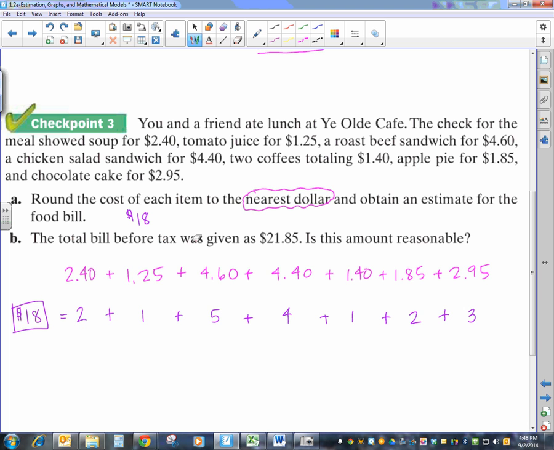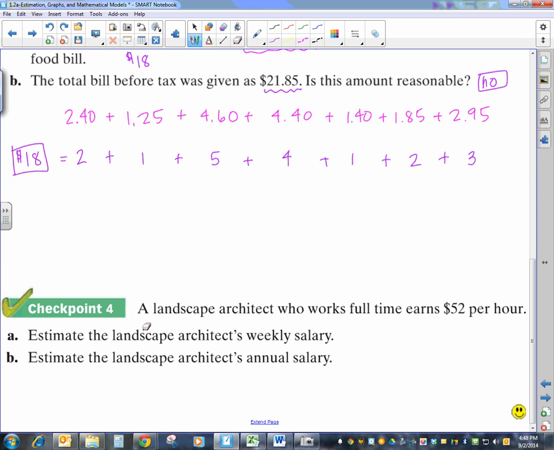The total bill before tax was given at $21.85. Is this amount reasonable? Absolutely not. We got $18. So that's good enough for you to say, no, it's not reasonable. Okay, last problem. A landscape architect who works full time earns $52 an hour. They want us to estimate the landscape architect's weekly salary.